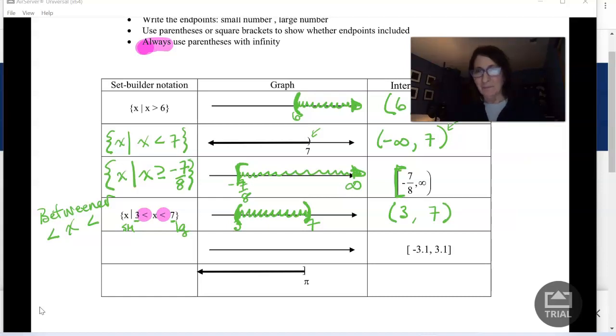Pause the recording, and go ahead, try these next two examples, and then click play, see if you got them right.